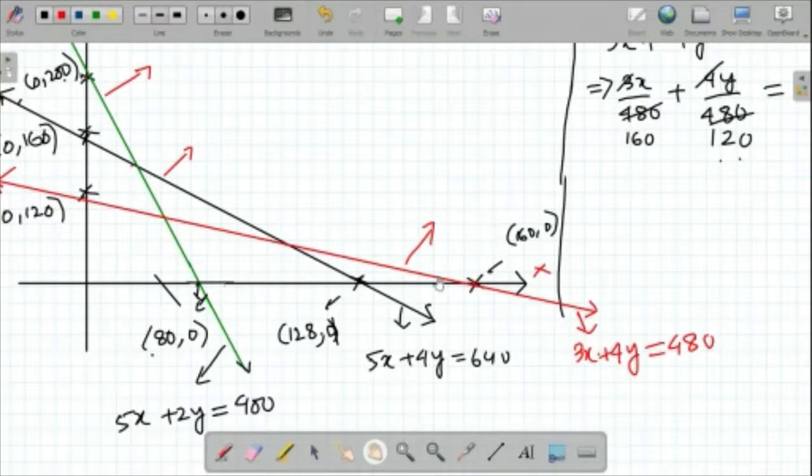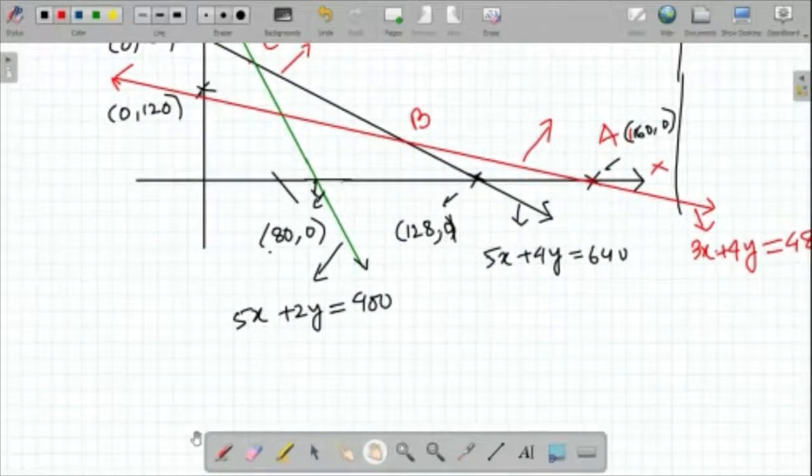So let me give these names. Let's say this is my A, here this is my B, this is my point C, and this is my point D. Here at point D the coordinate is 0, 200. For A it is 160, 0. We need to find two corner points, B and C, right? Let's try to find out B and C.